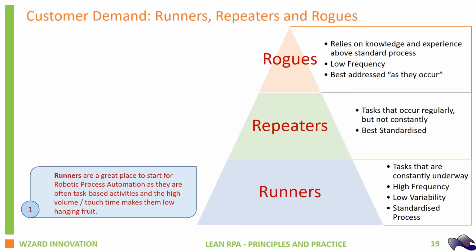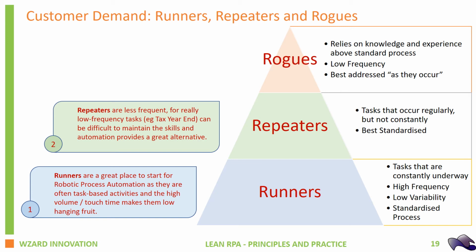Now, whether they're desktop or RPA doesn't really matter. That's going to be a choice once you drill into the actual processes. But actually, your runners get you started. They are your low-hanging fruit, and they are definitely the sweet spot for robotic process automation.